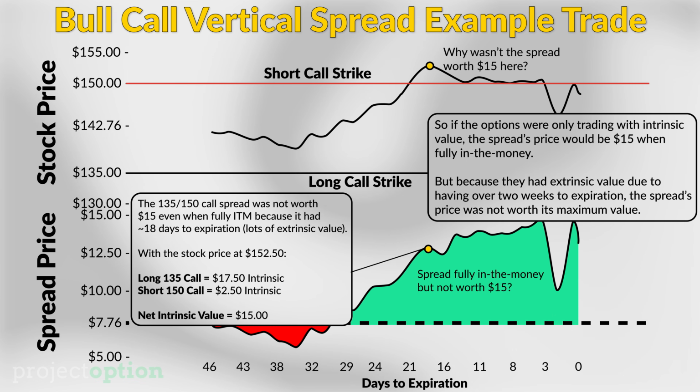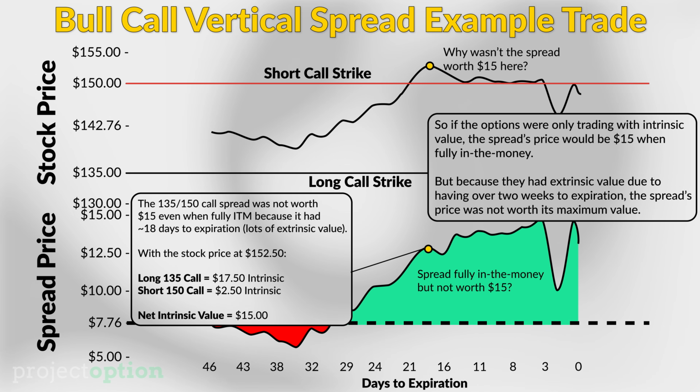It still had multiple days left before expiration, and because of that, the options in that spread had lots of extrinsic value, and because of the extrinsic value in those options, the spread's price was not yet at its maximum potential value of $15. Take a look again at that example, and at around 18 days to expiration, we can see that the stock price is around 152.50, but the 135-150 call spread was not worth its maximum value of $15. And as I mentioned, the reason is because of extrinsic value.